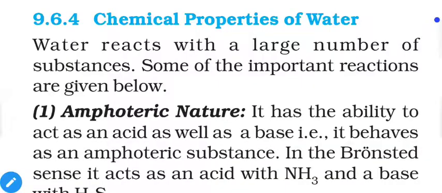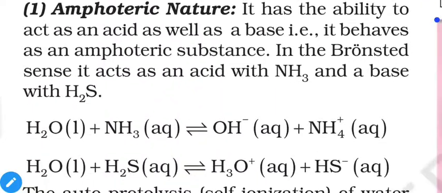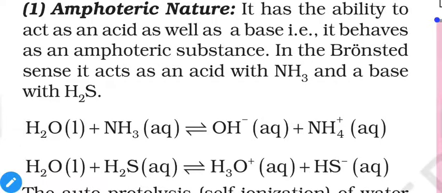Now let's talk about the chemical properties of water. So first of all, it is amphoteric in nature. That means it can act as acid and base. If you have a more acidic compound than the water, then water will behave as base with that compound, and if you have a more basic compound than the water, then water acts as acid with that compound.